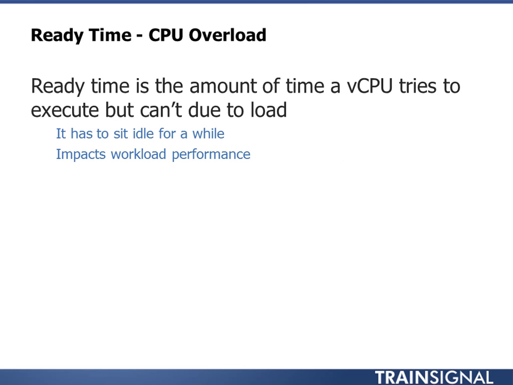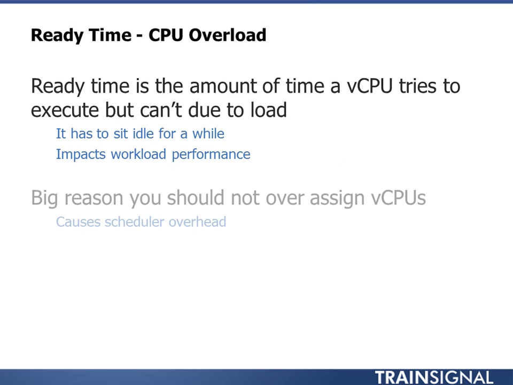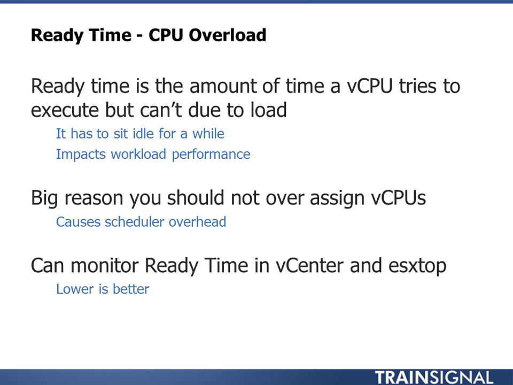Another one is ready time. Ready time is the amount of time a vCPU tries to execute but can't due to load. It has to sit idle for a while and impacts workload performance. A big reason you should not overassign virtual CPUs is that it causes scheduler overhead. And you can monitor ready time both in vCenter and ESXtop. Lower is better. I believe vCenter in the performance chart shows the number of milliseconds that a vCPU is waiting to execute but couldn't, and ESXtop shows it in a percentage. I like the percentage. You can convert back and forth, but to me a percentage is easier.